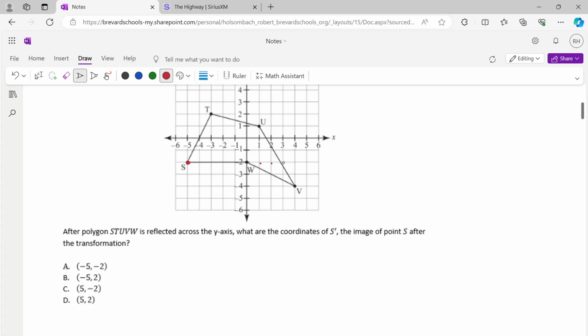So 1, 2, 3, 4, 5 units to the right would be S prime, and its coordinates would be at +5 and -2. Answer choice C. When you're reflecting across the y-axis, your x values basically become opposite and your y values stay the same.